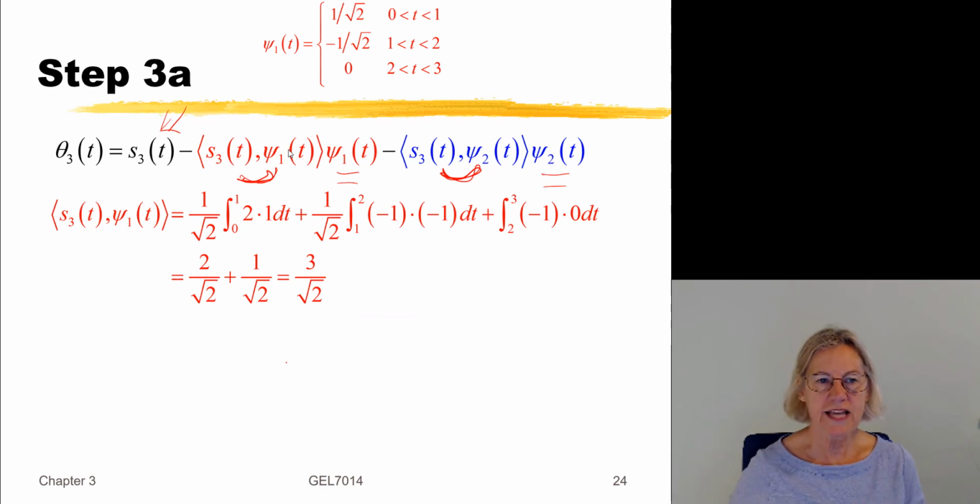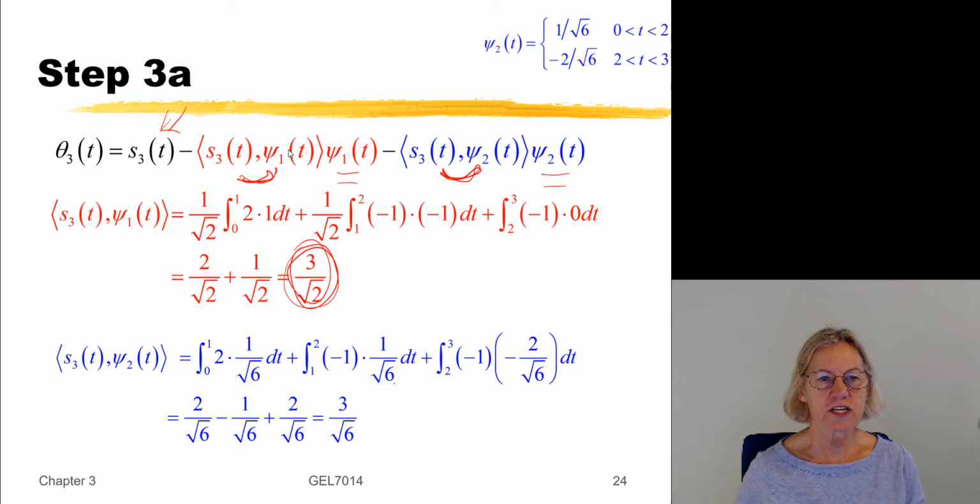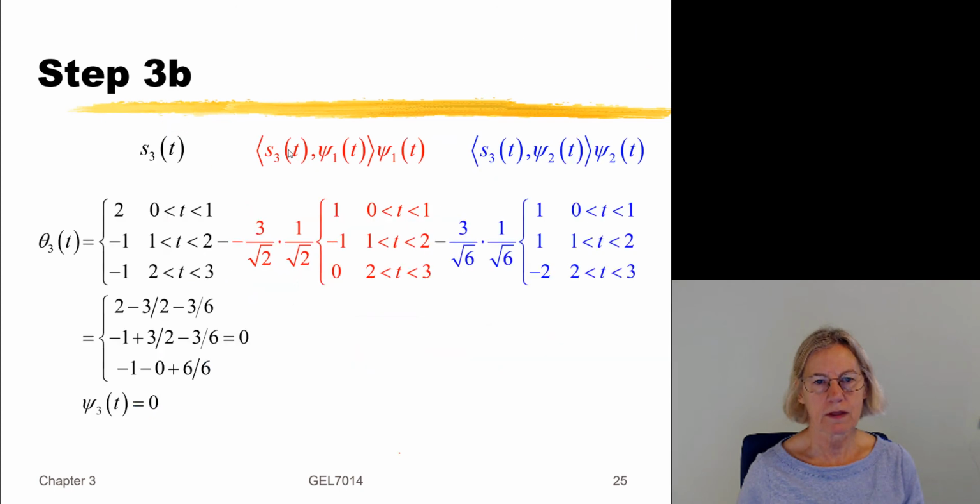But basically this calculation of the projection of the third symbol onto the first basis vector gives me 3 over the square root of 2. The projection of the third symbol onto the second basis vector gives me 3 over the square root of 6. And now I do the math to calculate S3 minus 3 over the square root of 2, C1, minus 3 over the square root of 6, C2.